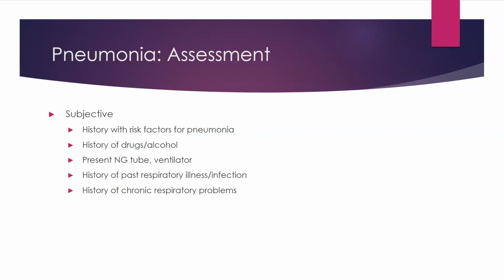So subjective, we want to talk about those histories of risk factors for pneumonia. Have they ever had it before? Have they been around anybody with pneumonia? Those type of situations. Any history of drug or alcohol abuse? Do they have a present NG or were they recently on a ventilator? History of past respiratory illnesses or infections? Or a history of chronic respiratory problems which might make them more susceptible to pneumonia?